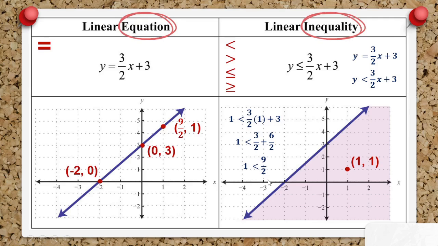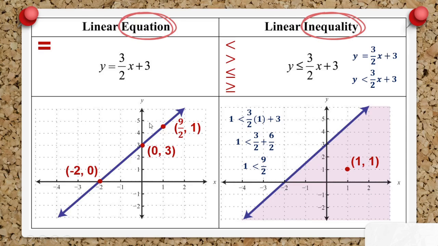So as you can see, this is correct, right? 1 is less than 9 over 2. If we change 9 over 2 into decimal form, that is 4.5, and 1 is definitely less than 4.5. Since this is correct, we have determined that all the points in this region would satisfy our given inequality.